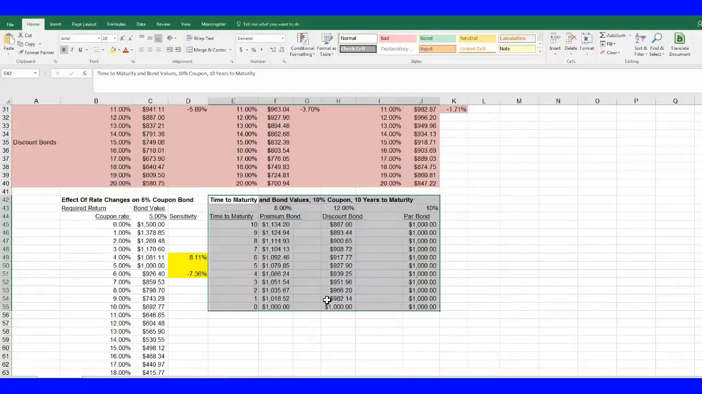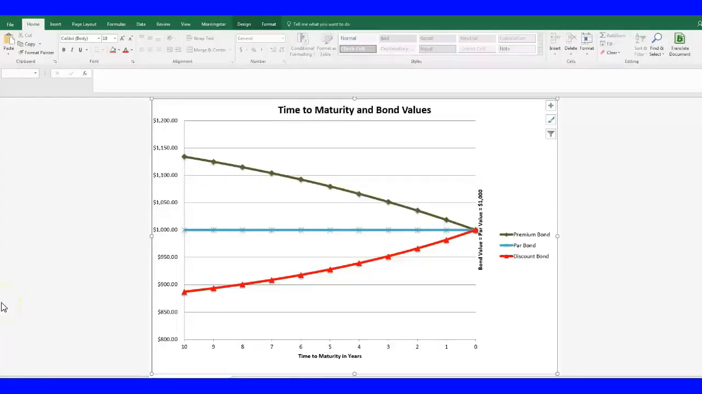We see that discount bonds over their life increase in value as they get closer and closer to maturity, while premium bonds, as they get closer and closer to maturity, we see their value fall, so that at maturity they're worth exactly $1,000. We can also see graphically the effect of time to maturity on bond values. So we can have a premium bond. We'll see that over time the value falls, so that at maturity it's worth exactly $1,000. And for our discount bonds, over time the value increases.